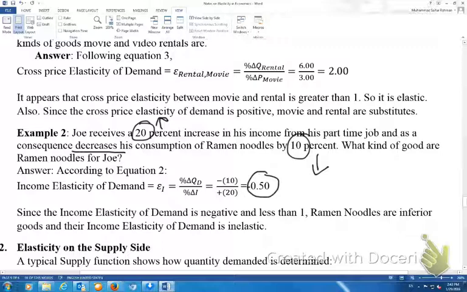So the minus sign indicates that our ramen noodle is an inferior good, and the magnitude of the elasticity indicates that our demand for ramen noodles is inelastic. Okay, income elasticity of demand is inelastic.